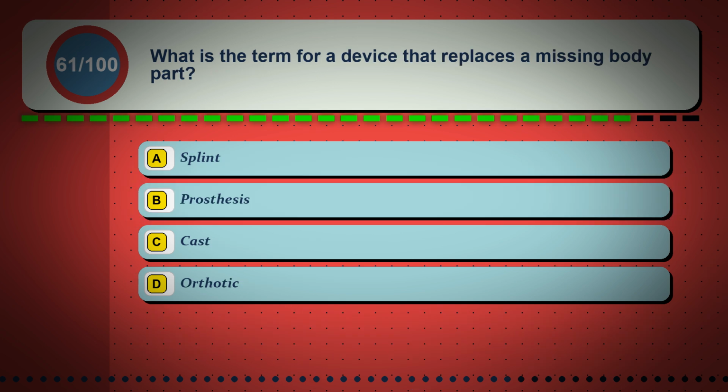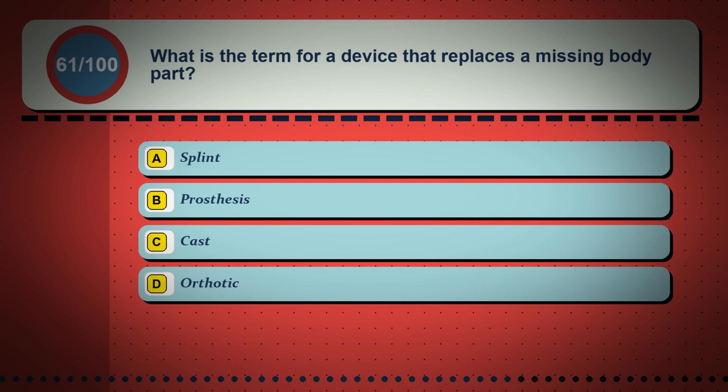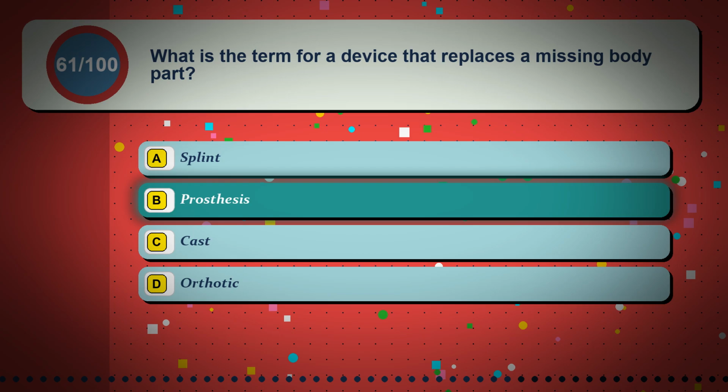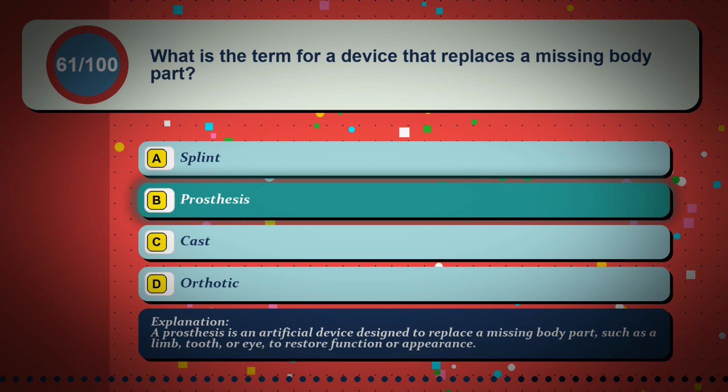Question 61. What is the term for a device that replaces a missing body part? Option A. A splint. Option B. Prosthesis. Option C. Cast. Option D. Orthotic. The correct answer is option B. Prosthesis. A prosthesis is an artificial device designed to replace a missing body part, such as a limb, tooth, or eye, to restore function or appearance.